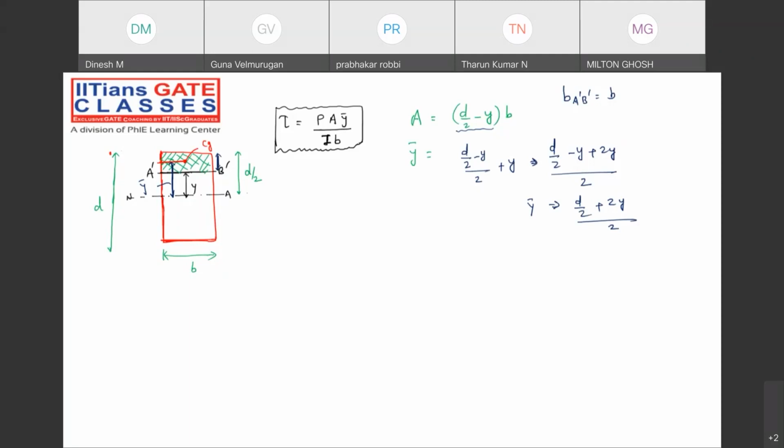Is it done, all of you? Now put the value in the tau. P into A, that is D by 2 minus Y, into B. Y bar is what? D by 2, sorry, plus Y. D by 2 plus Y by 2.